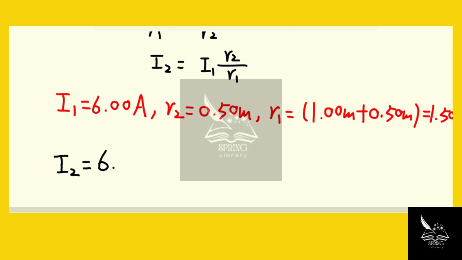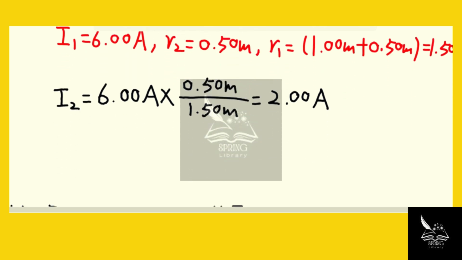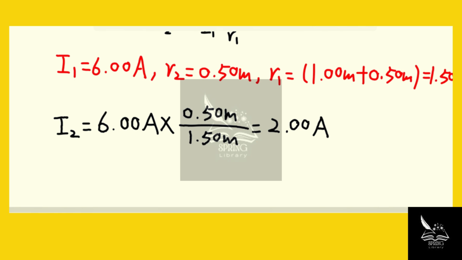So the current at wire 2 is equal to 6.00 ampere times 0.50 meter over 1.50 meter. And this will give us the magnitude of the current at wire 2 is about 2.00 ampere. And since the direction of the current in wire 1 is into the page, that means the direction of the current at wire 2 should be out of the page.